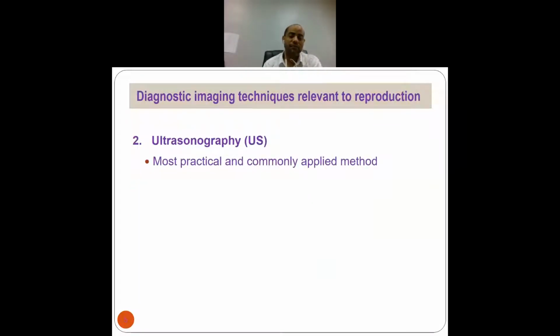And when we come to the second important diagnostic imaging technique, which is of course the focus of our lecture today, ultrasonography, this is the most practical and commonly applied method when it comes to reproductive system examination. All right. And talking about the procedure, the principle behind ultrasonography, I discussed this issue last week in our practical session.